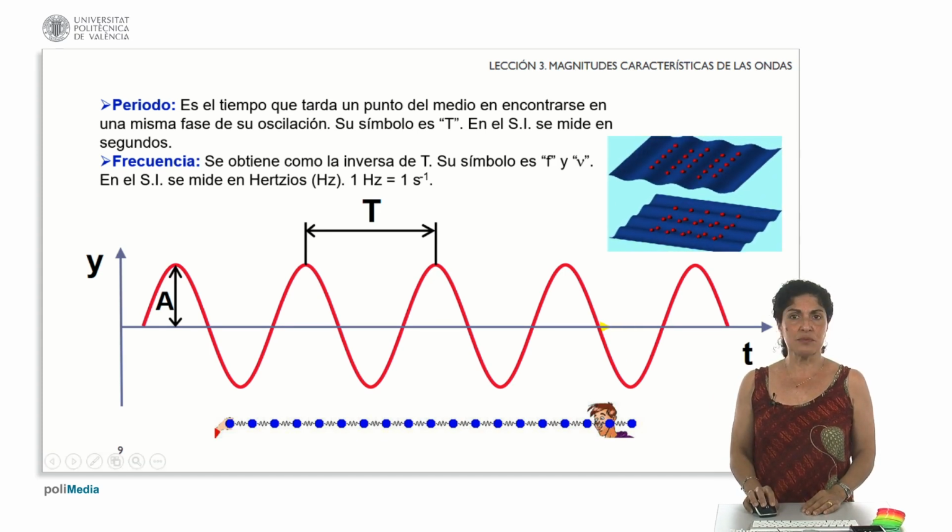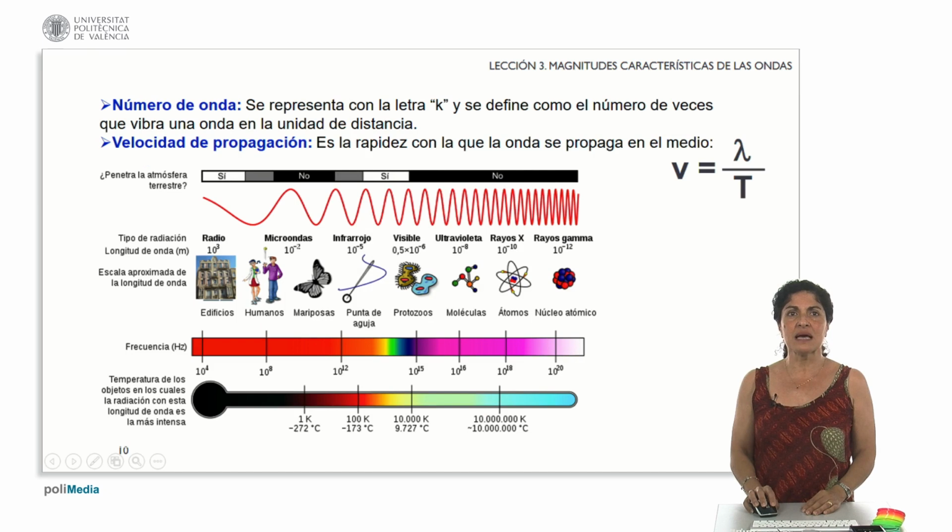More physical quantities that I will need to characterize the different wave motions. Well, I am going to talk about the wave number, which is related to the wavelength, or what is the same as the periodicity in space of a wave motion, which is represented by the letter K. According to the bibliography, K or kappa, the Greek letter kappa, and is defined as the number of times a wave vibrates in the unit of distance, in 1 meter.